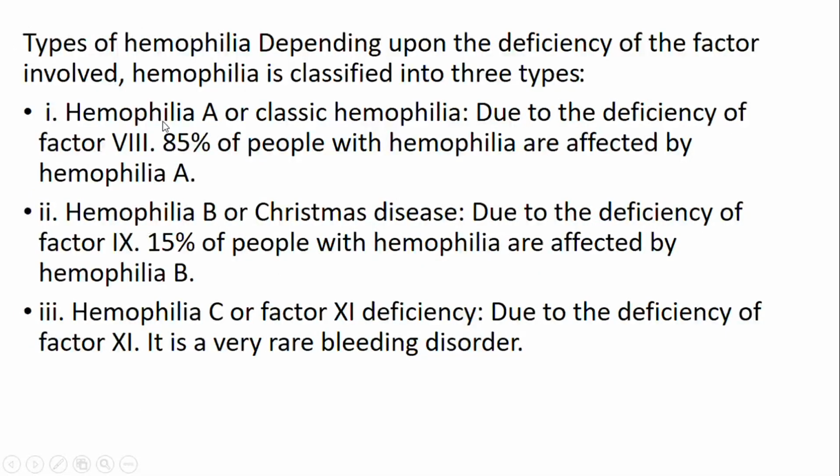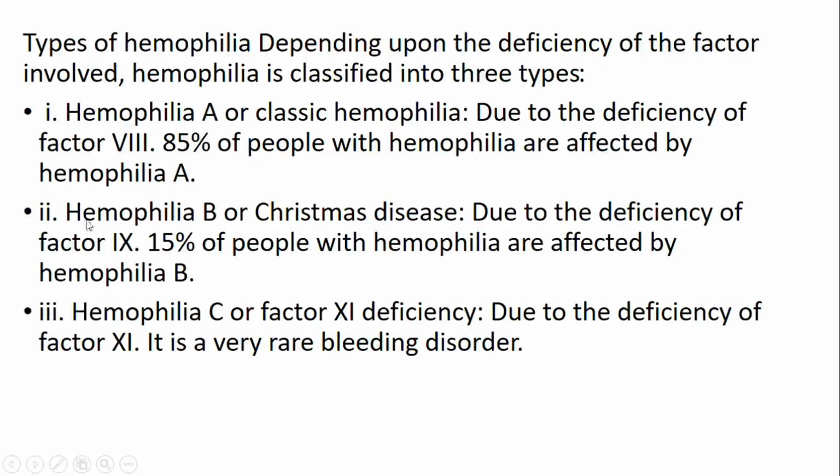Types of hemophilia depending upon the deficiency of the factor involved. Hemophilia is classified into three types. The first one is hemophilia A or classic hemophilia. It is due to deficiency of factor 8. 85% of people with hemophilia are affected with hemophilia A.